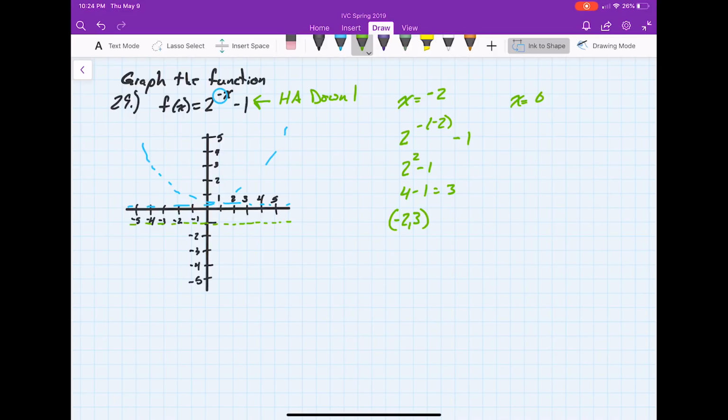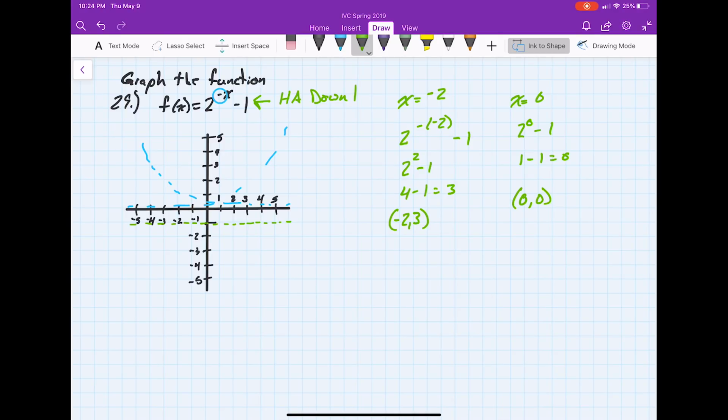Now let's try another one, just so we can get a couple points on here. Doing this kind of quick. X equals 0. How's that? Now, anything to the 0 power is 1, right? So 1 minus 1 is equal to 0. So this is going to be 0, 0.